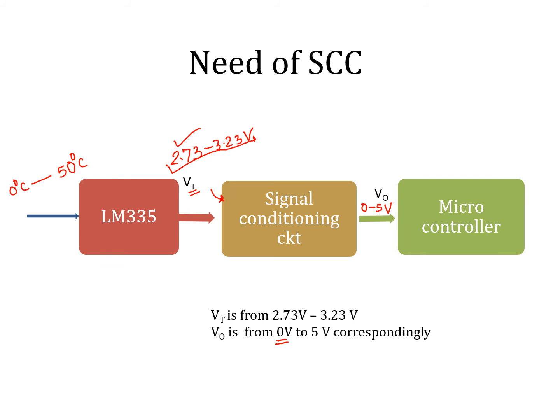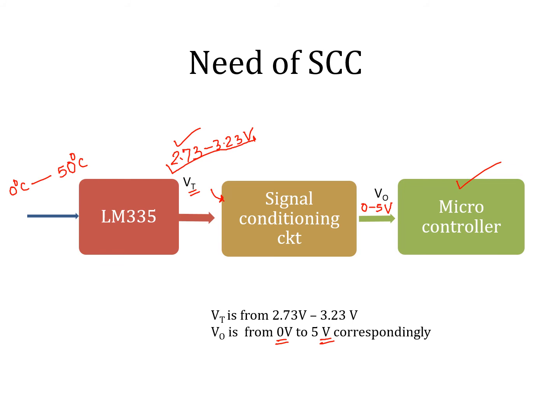That is the main purpose of this signal conditioning circuit. We want V0 from 0 volt to 5 volt so that we can easily and effectively use our microcontroller. There is another very important thing. If I do not use the signal conditioning circuit, what will happen? You may ask, because we already have an analog input, 2.73 to 3.23. Yes, we can use it as it is for the microcontroller's A to D, but there is one problem.